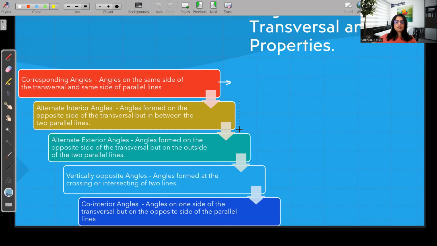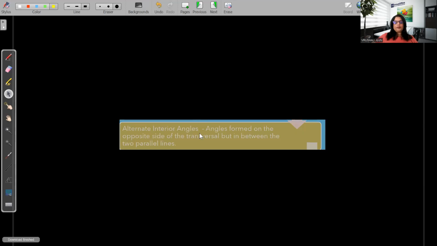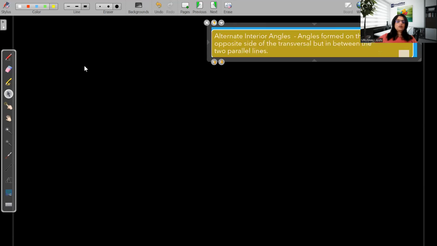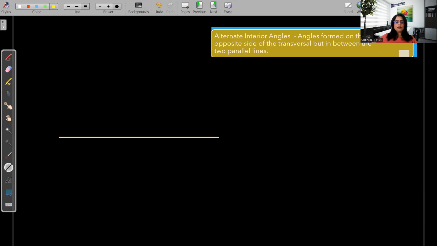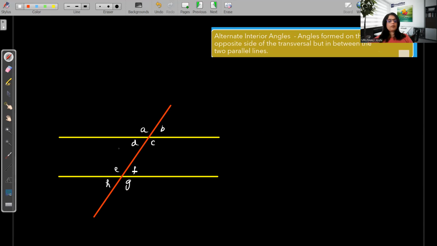Okay. Let us see what is an alternate interior angle. So let's take two parallel lines. We have these two parallel lines and then we'll take the transversal with a different color. Okay, so this is the transversal. Now we saw what angles are formed there. Of 8 angles, correct? What are the angles? A, B, C, D, E, F, G, H. 8 angles, right? 4 pairs of angles.